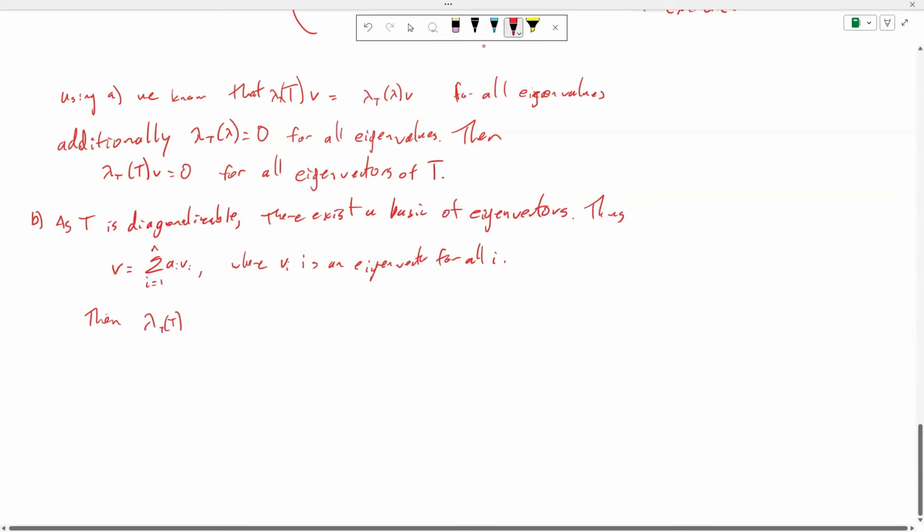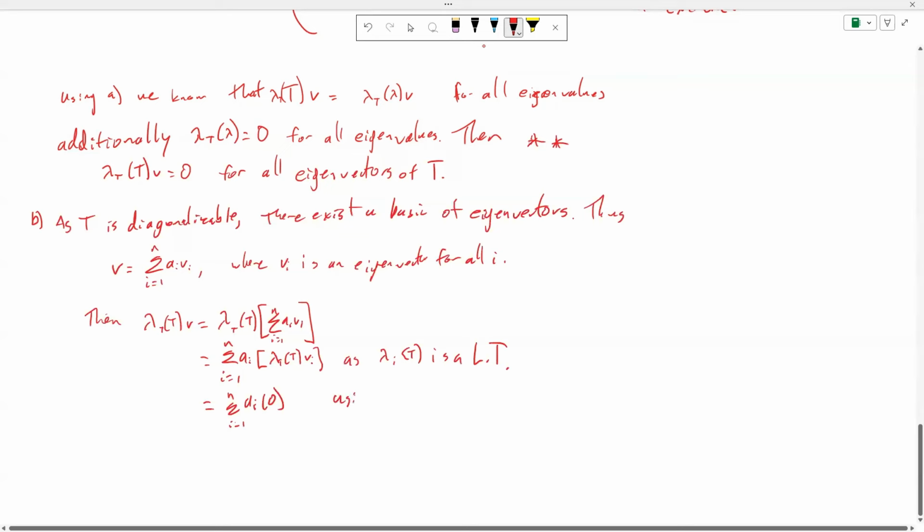the characteristic polynomial of T applied to T of v equals the characteristic polynomial of T applied to T of the sum of i equaling 1 to n of a_i v_i, which equals the sum of i equaling 1 to n of a_i characteristic polynomial of T applied to T of v_i, as the characteristic polynomial applied to T is a linear transformation, which equals the sum of i equaling 1 to n of a_i times the 0 vector, using this argument we had above, our key argument. And this equals the 0 vector.